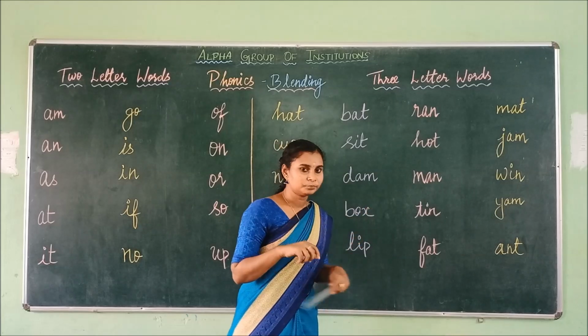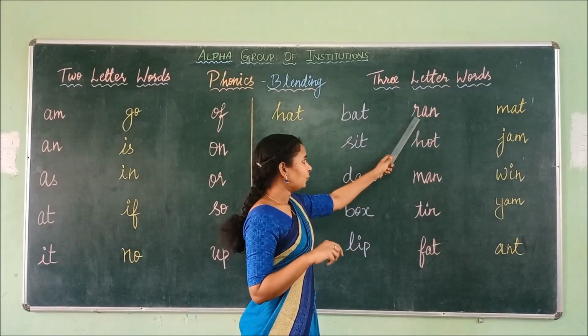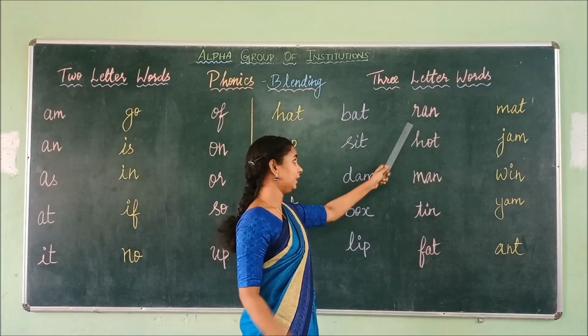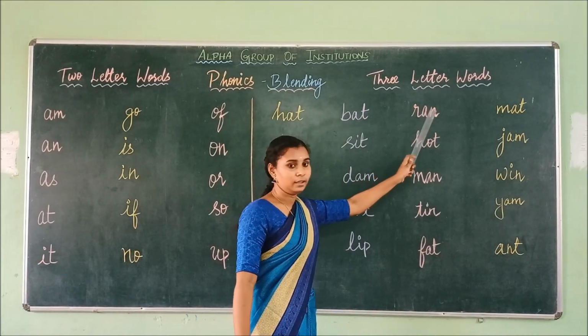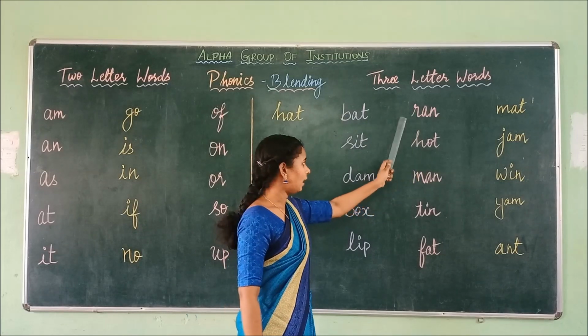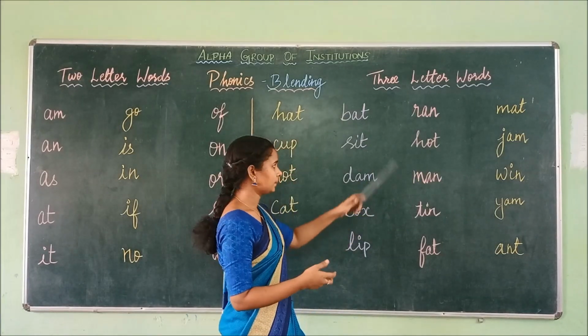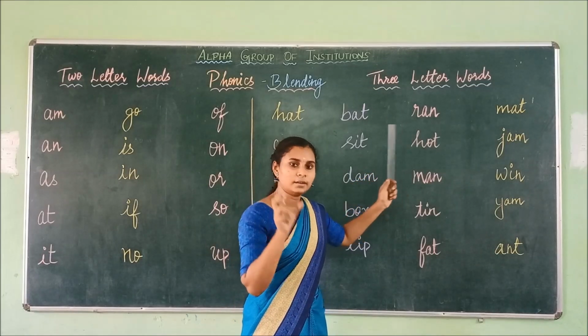Next we move to the next word. What is this? When you read it with the letters, you read it as R, A, N. Ran. Okay. R, A, N. Now let us see how to read it with the sounds. R sounds R.